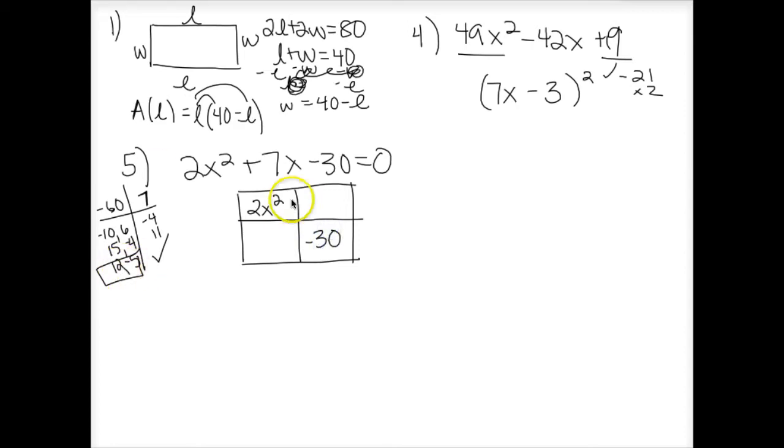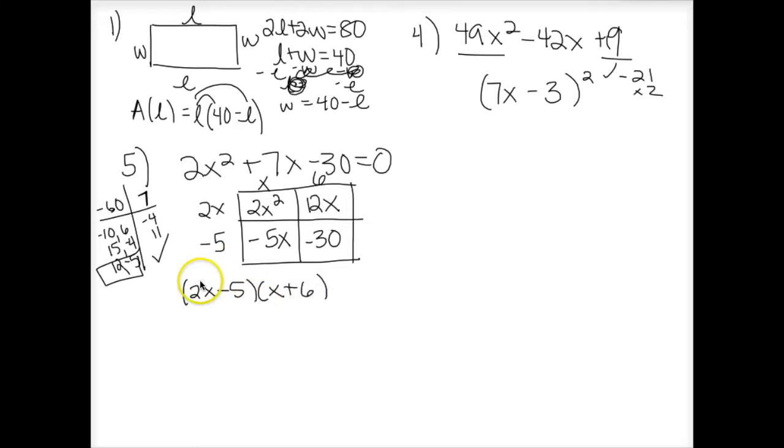And these lucky winners are what go into the other boxes. The order of those is not important, but do make sure you take the sign and attach the X. So now it's just GCF of row and column. Row 1, the GCF is 2x. Row 2, the GCF is negative 5. Column 1, the GCF is x. And column 2, the GCF is 6. So this is indicating that it should be 2x minus 5 times x plus 6.